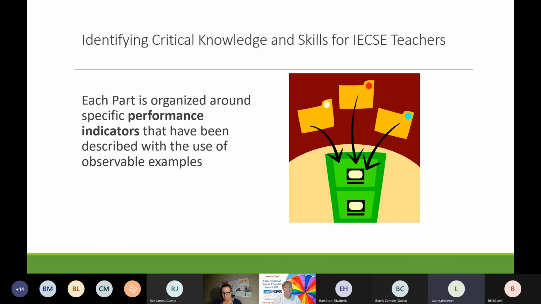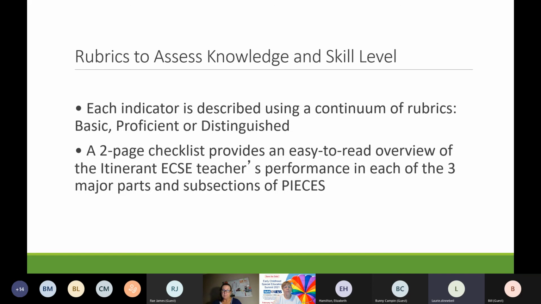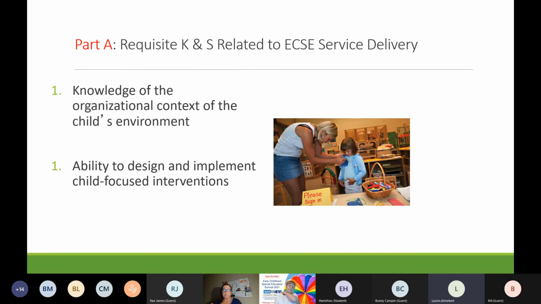Each part is organized around specific performance indicators that are described with the use of observable objectives. We developed a rubric, a continuum of rubrics that's basic, proficient, or distinguished. And at the end, there's a 2-page checklist that provides an easy to read overview of the itinerant teacher or itinerant professionals' performance in each of those areas. And we really think that using this can be a way of helping staff to develop professional development plans and understanding what they need from a supervisory perspective to be the most effective kind of consultant that they can be.